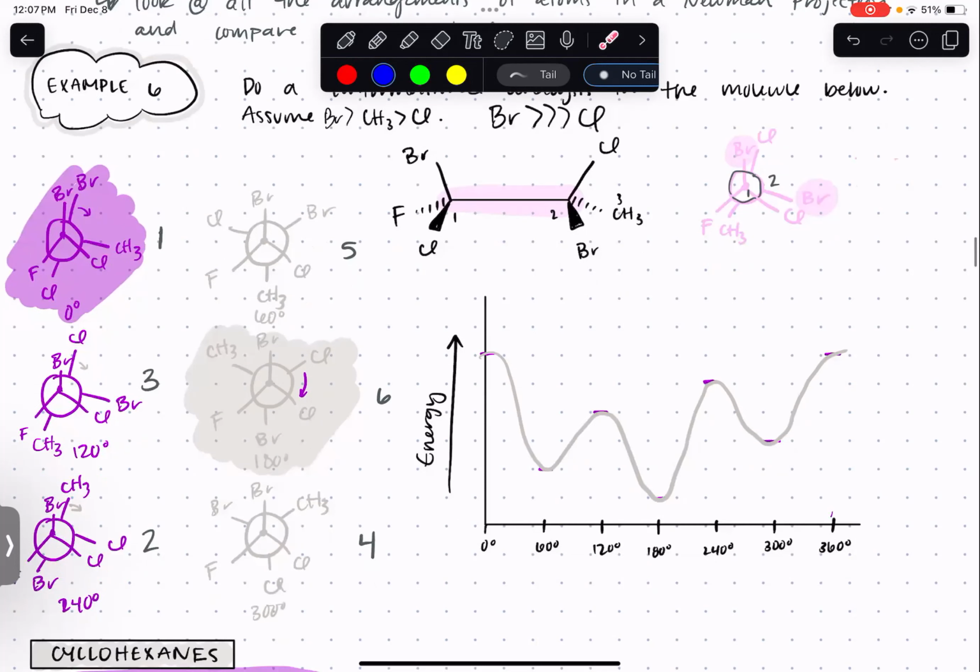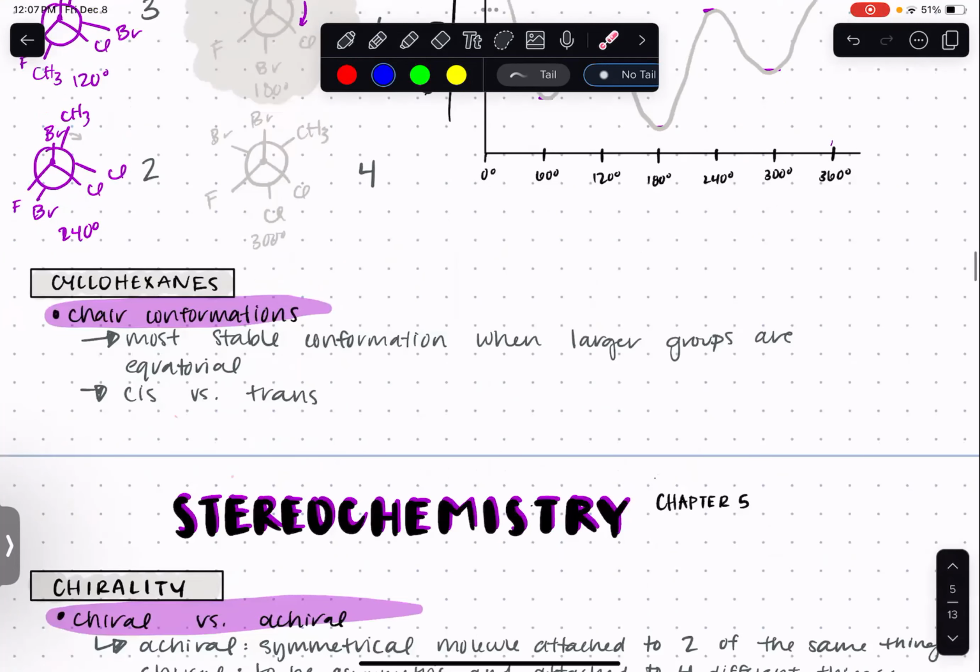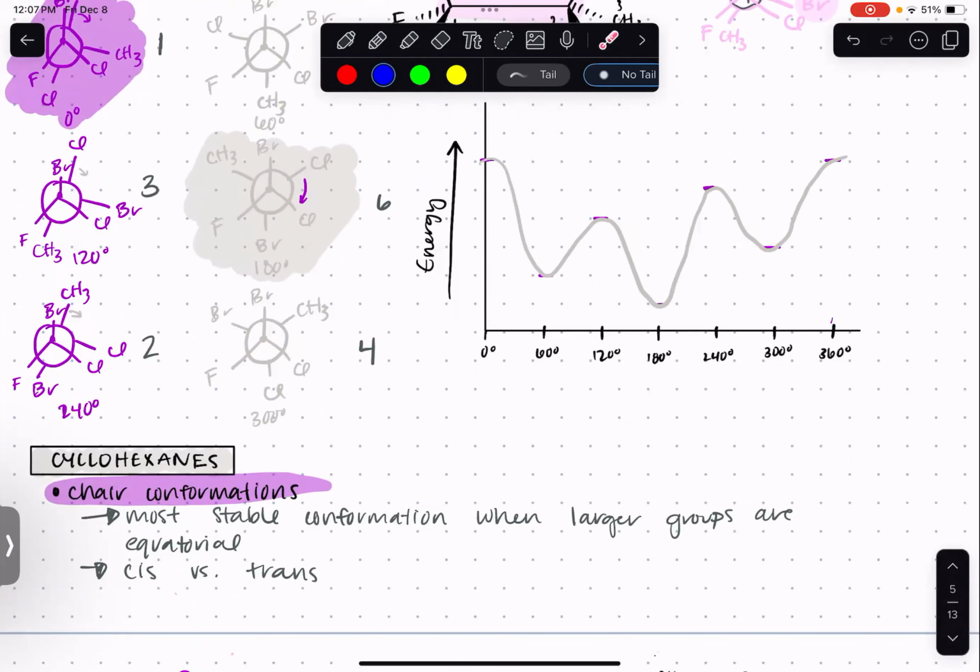All right. So then, a quick overview of cyclohexanes. Basically, this is the chair conformations. And important things about this is that our most stable conformation is when the larger groups are equatorial. And then when we're looking at cis versus trans, I like to think about it as if two things are cis, that means they're on the same side of our chair conformation.